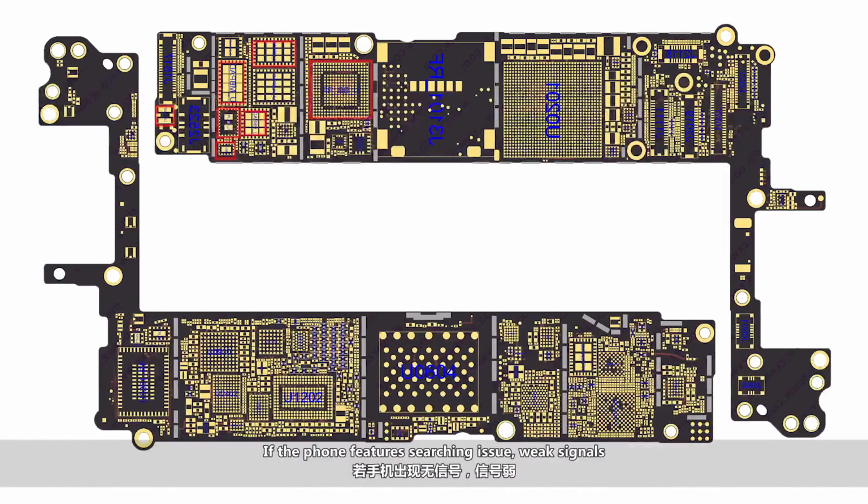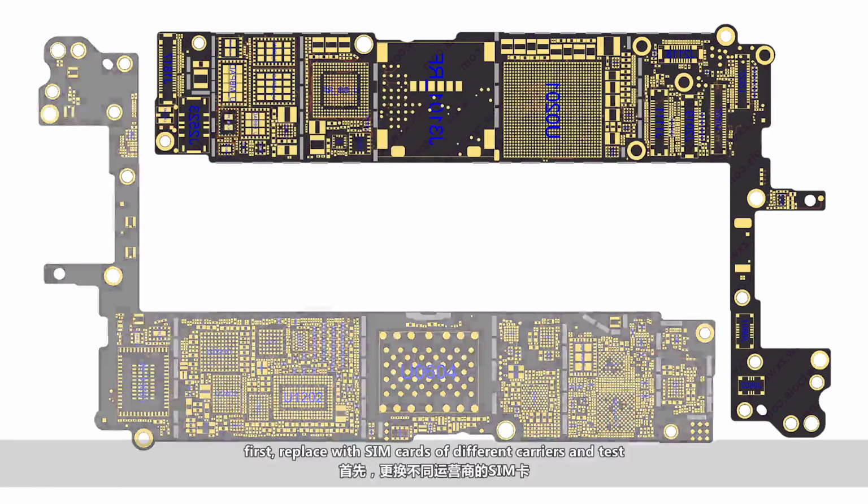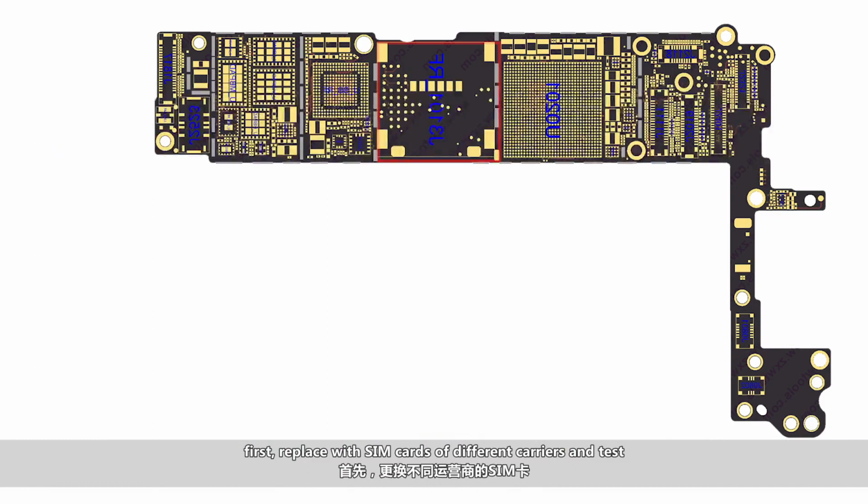If the phone features searching issue, weak signals, internet connection failure, or unstable signals, first, replace with SIM cards of different carriers and test, so as to confirm whether the fault is caused by networks of the carrier. Then, update software of the phone to rule out software problems.